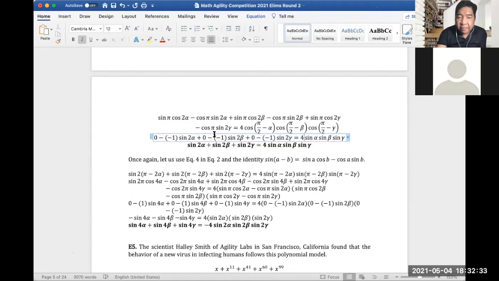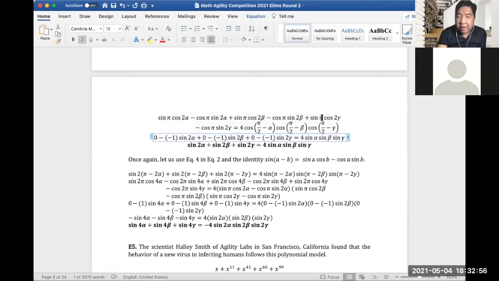So if we evaluate sine pi, that's 0 here. Cosine pi, that's negative. And then the sine 2 alpha would remain. Again, on the third term, sine pi is 0, which is this. And then cosine pi, so that's minus negative 1.